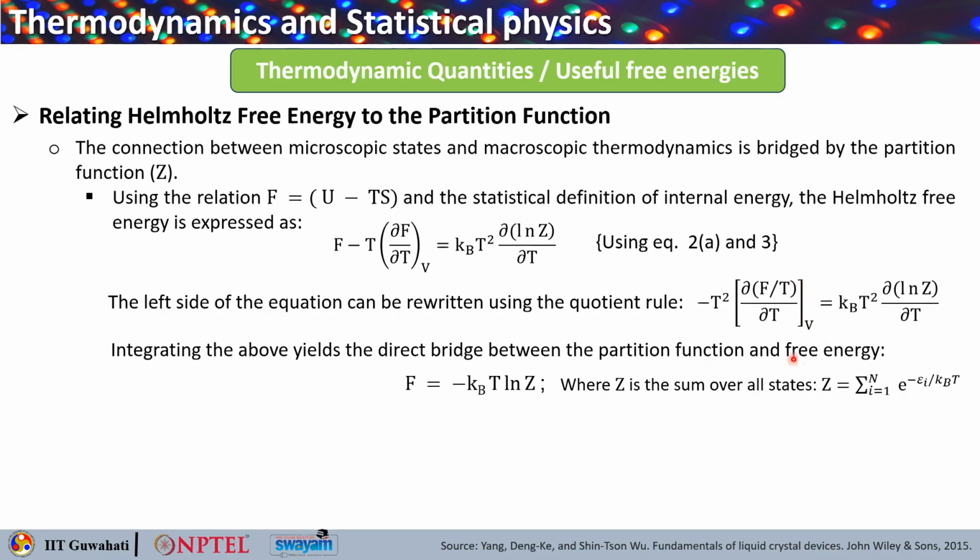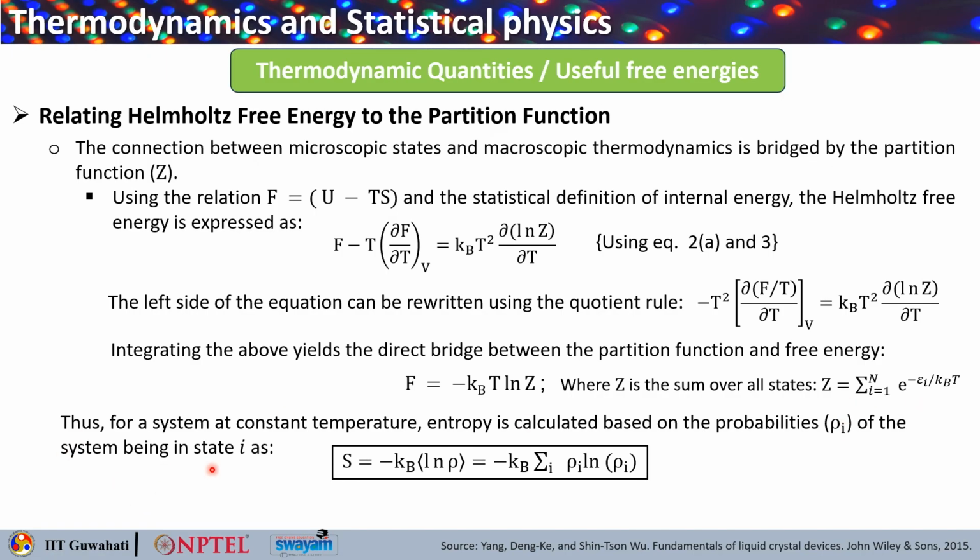So, you change the left side, the right side you leave as it is, and then integrating this will yield a direct bridge between this Z and the free energy, that is F. So, finally, you get F equals minus kB T ln Z. Z is basically the sum over all the states, because we have seen how Z looks like: Z equals sum over i equals 1 to n of e to the power minus epsilon i over kB T.